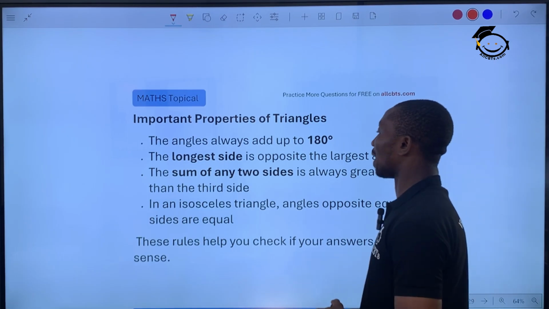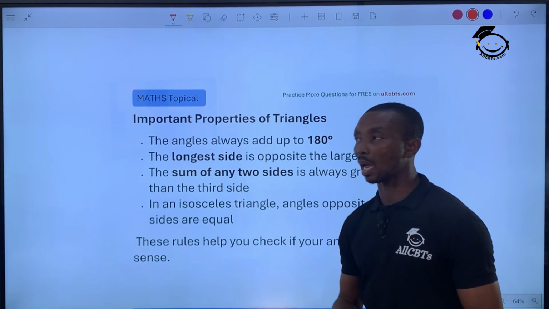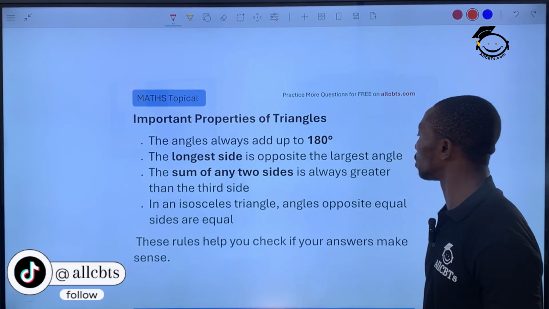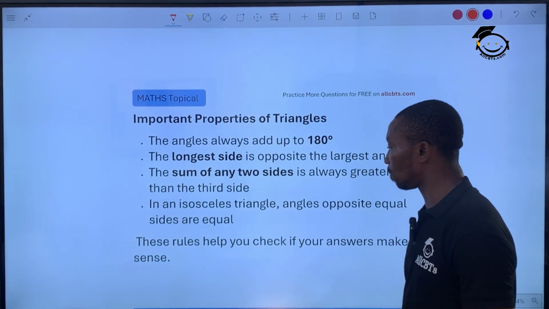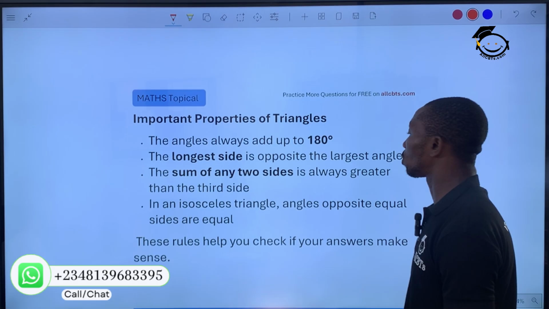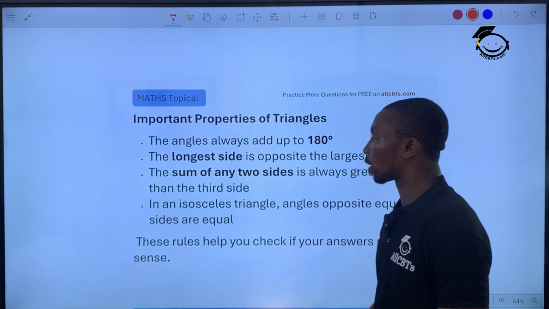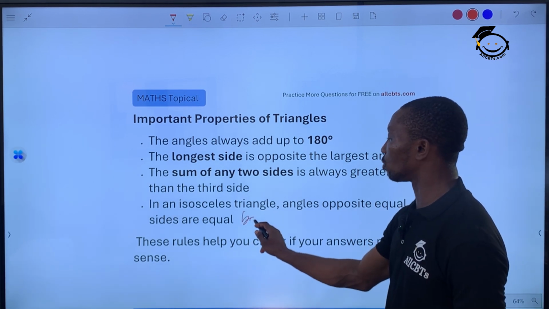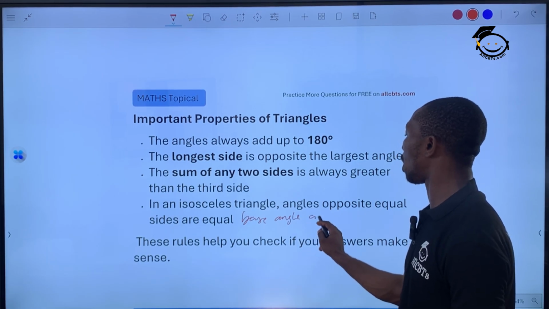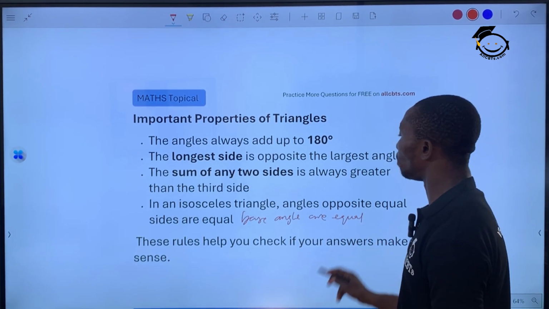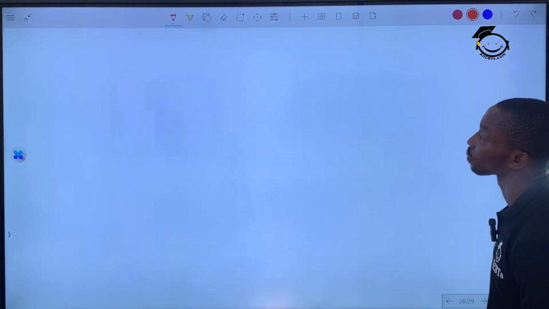The sum of any two sides is always greater than the third side. In an isosceles triangle, the angles opposite the equal sides are equal. That means the base angles of an isosceles triangle are equal.